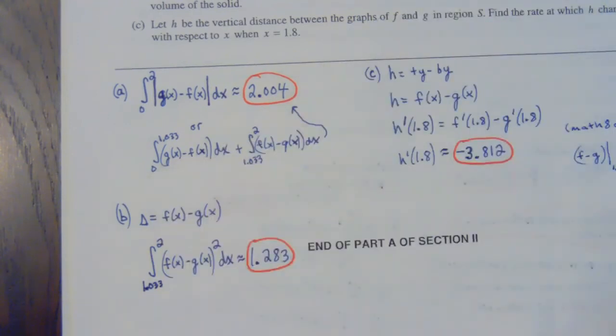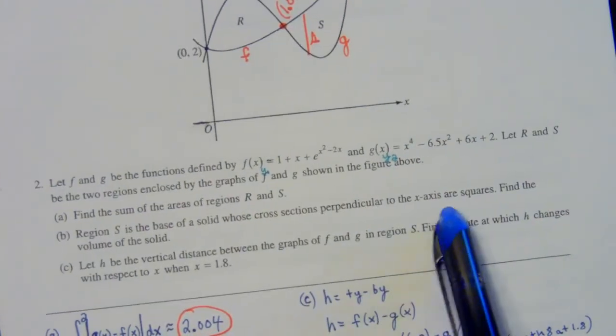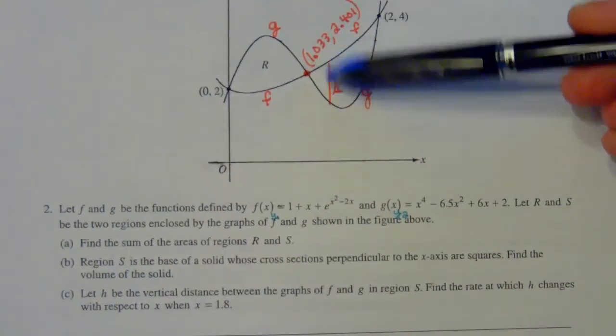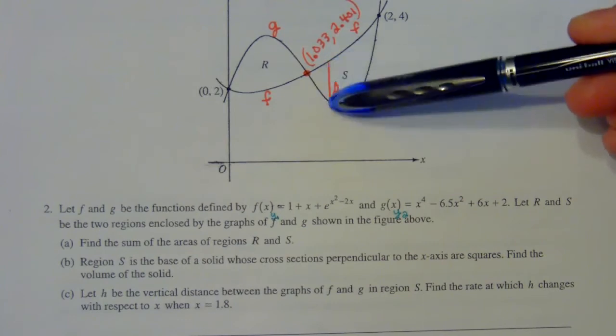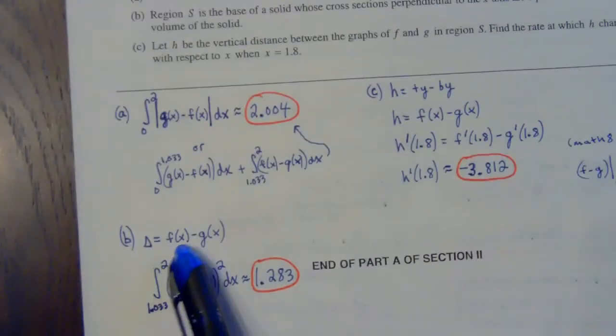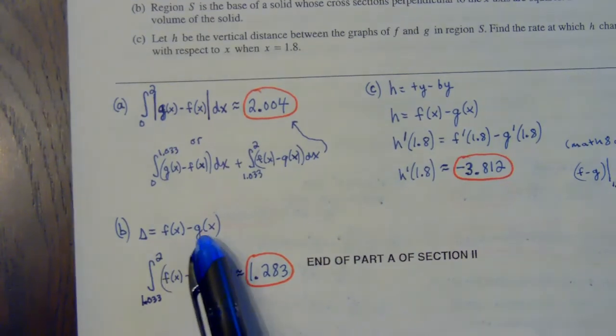All right, and then letter B, where it says cross sections perpendicular to the x-axis, I drew a line something, and it just says region S. So you're only talking this region right here. So we draw a line something perpendicular to that given axis, call that S, and we find the length of that S is just going to be top Y minus bottom Y. In this case, it is F minus G.